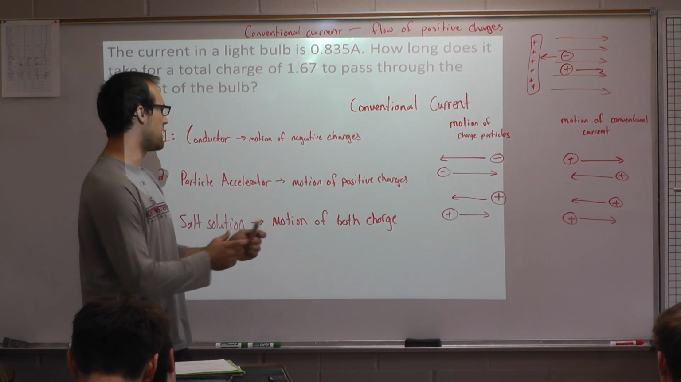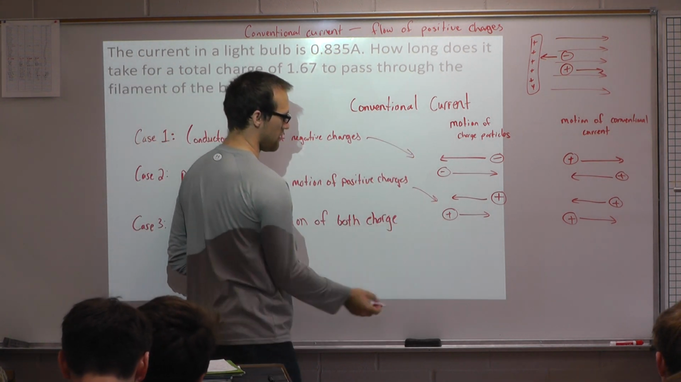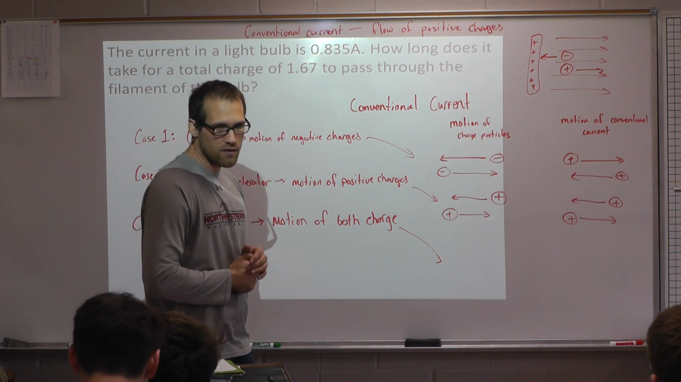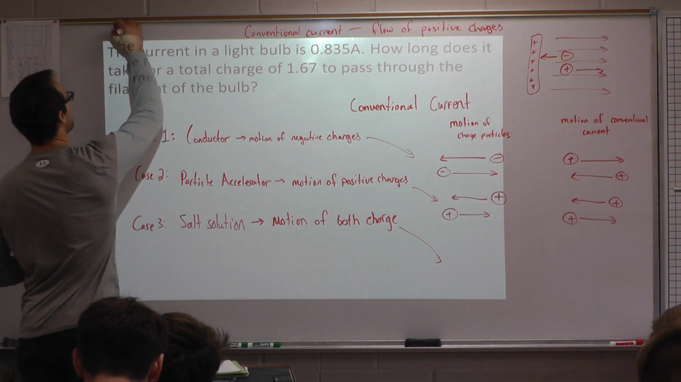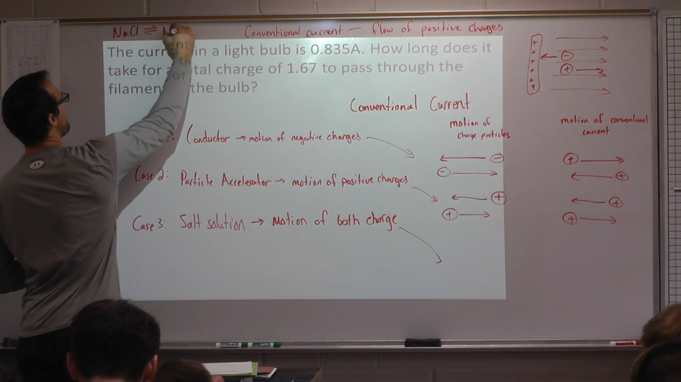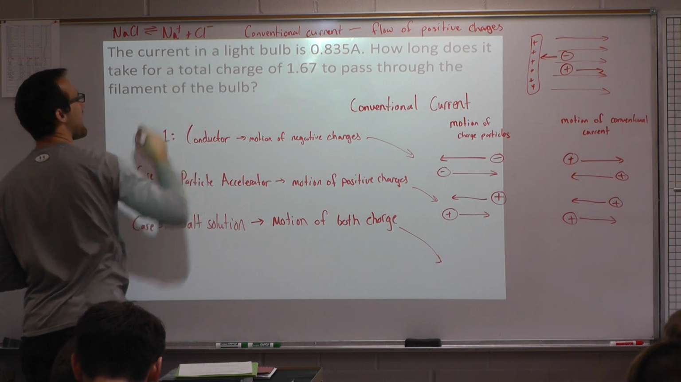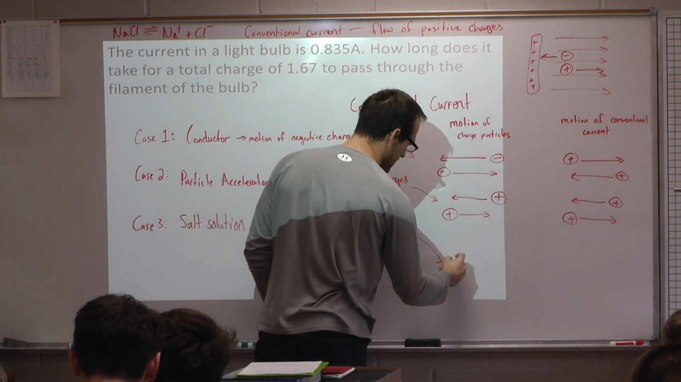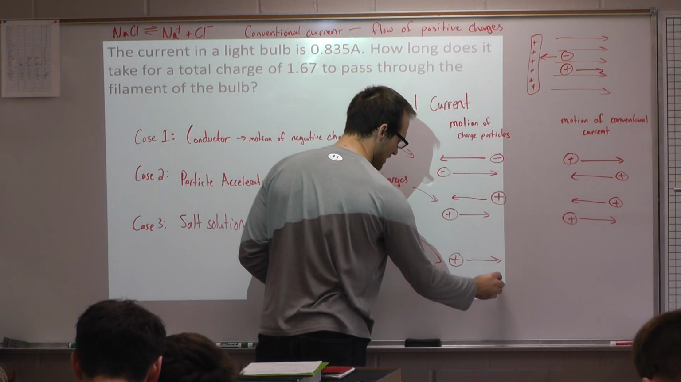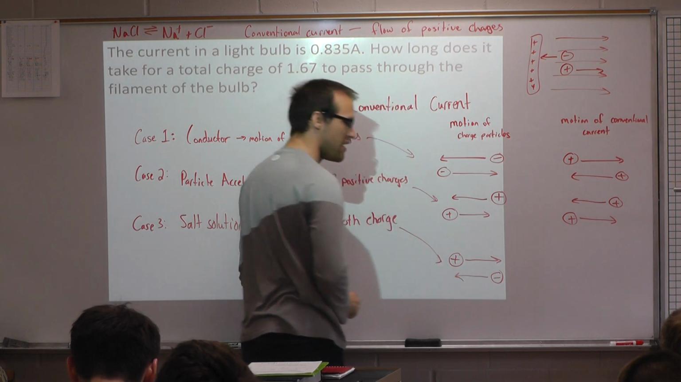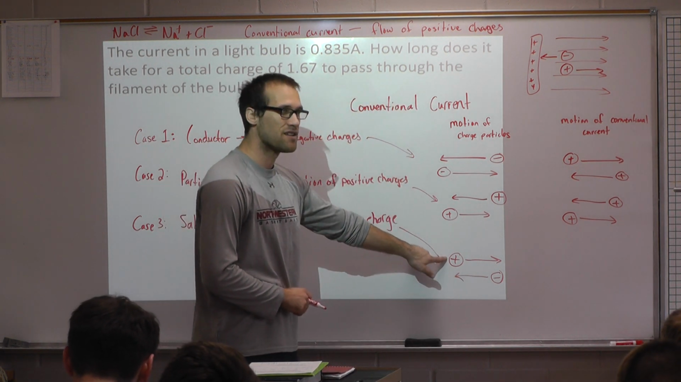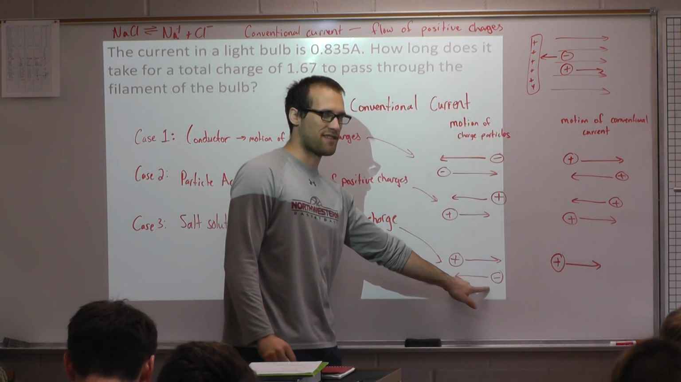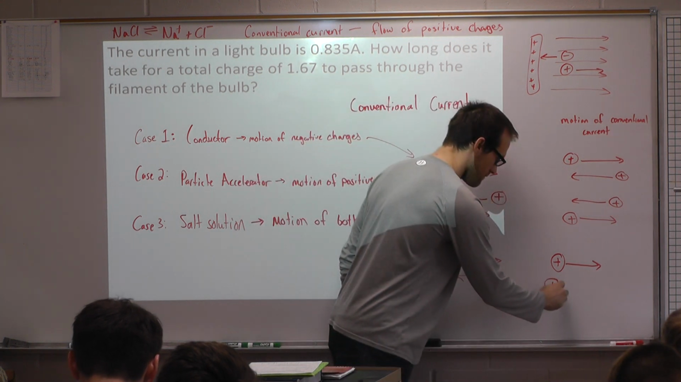Okay, let's do salt solution. In a salt solution, you have both. For example, this would be a salt dissolving. You have a positively charged particle and a negatively charged particle, correct? So let's say my positively charged particle moves to the right, and I have a negatively charged particle that moves to the left. What will be the conventional current for this? To the right. What will be the conventional current for this? Right.